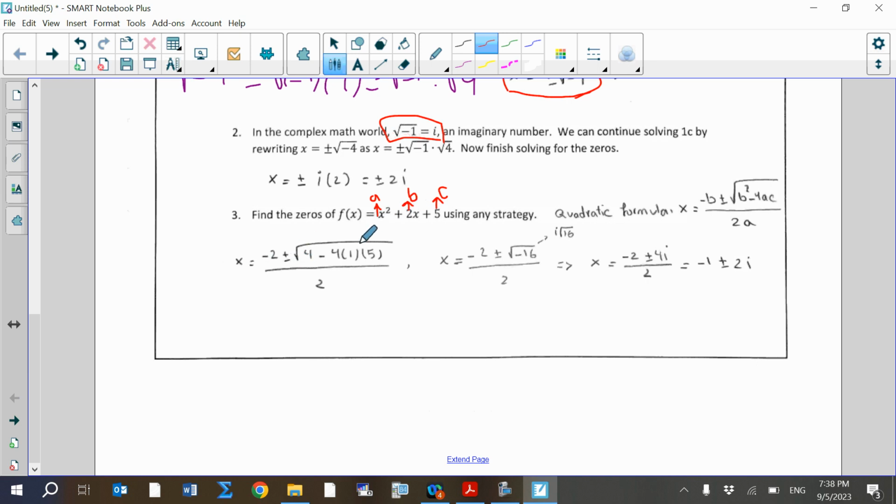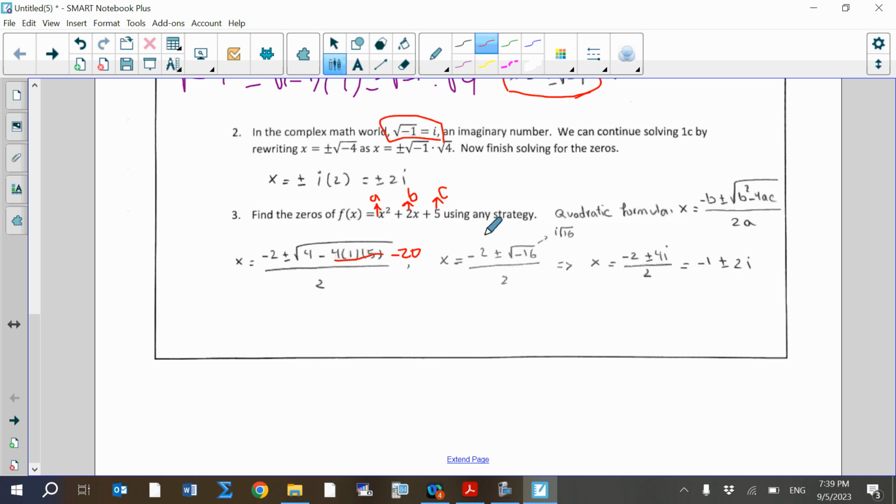Plus and minus the square root of b squared. So that's 2 squared, which is 4, minus 4 times a, which is 1, times c, which is 5. And divide by 2 times a, 2 times 1, which is just 2. Now in the radical, 4 times 1 times 5 is 20, so this is minus 20. 4 minus 20 is -16.